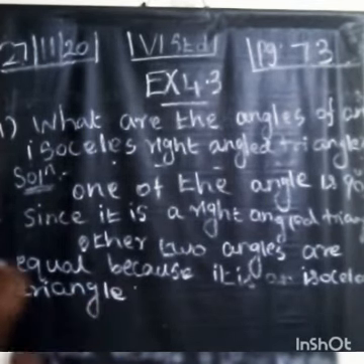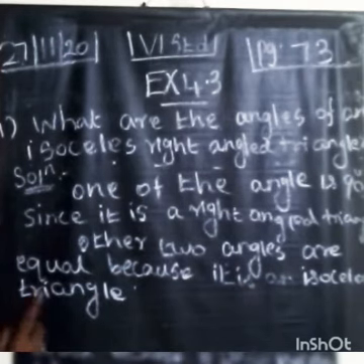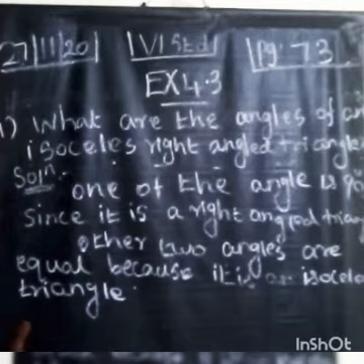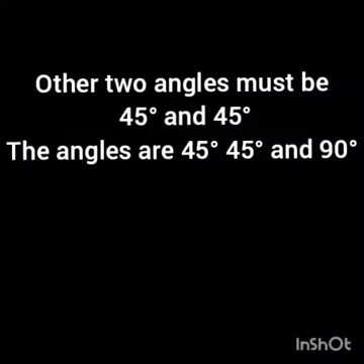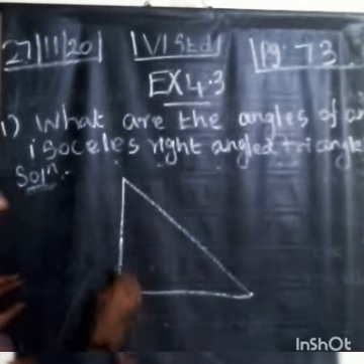And then the other two angles must be 45 degrees and 45 degrees. One angle is 90 degrees and the other two are 45 degrees each, so the sum of the three angles equals 180 degrees. Therefore, the angles are 45 degrees, 45 degrees and 90 degrees.